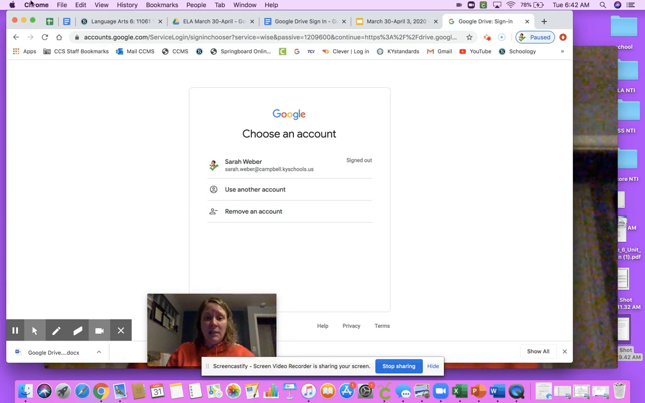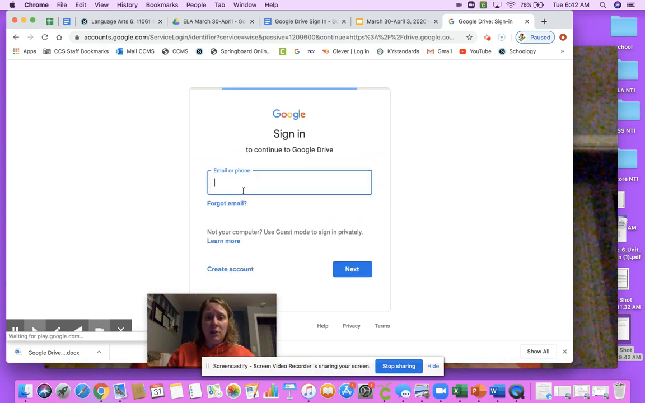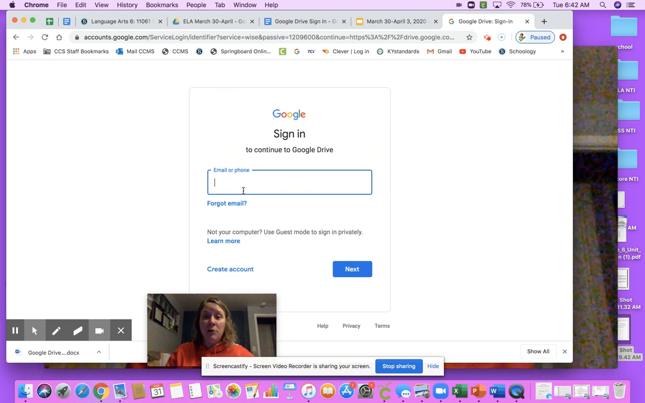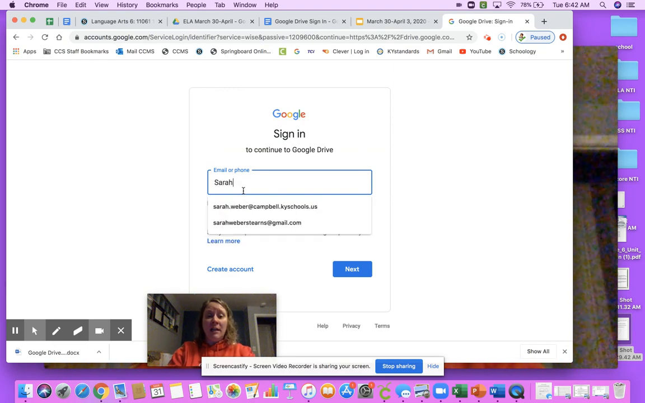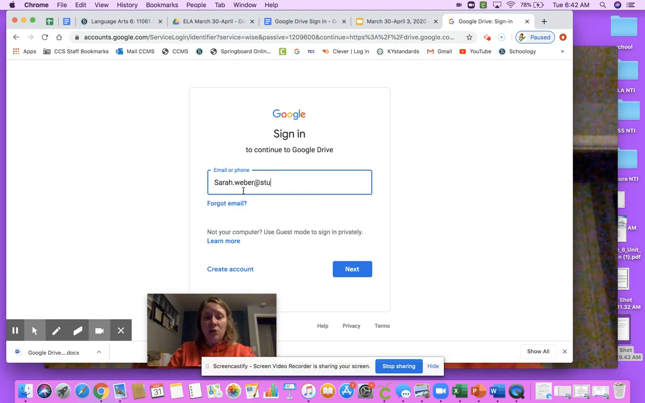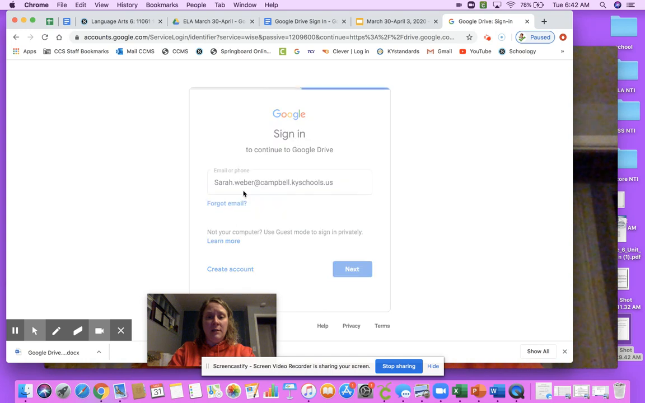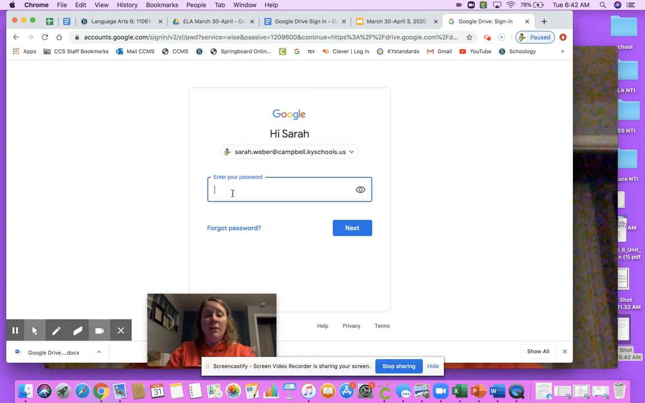If your name is not already in there, you would click Use Another Account. This is where you put your student email. Yours is the same as mine, except for those 3 little letters, stu, campbell.kyschools.us. You enter in your password. Remember, your password is your lunch pin and then the letters CCS.